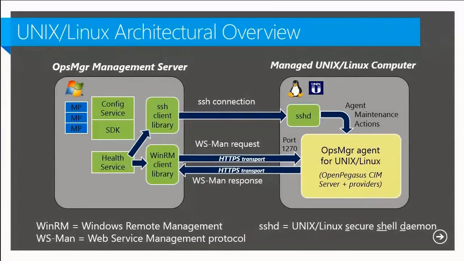So together, the OpenPegasus SIM server and our providers, which we've also open sourced, make that Unix and Linux agent. So the key difference here is the management server is actually doing the scheduling of each rule and monitor and then doing the processing of the data. It's going out and getting the data from the Unix Linux computer as needed for each rule and monitor. If you're familiar with cookdown, we've highly cookdown optimized those. And so it is a different implementation than Windows.